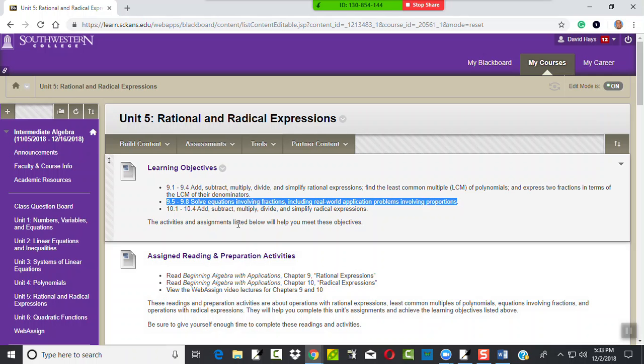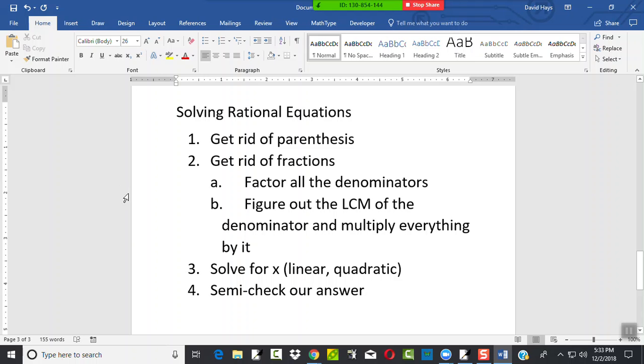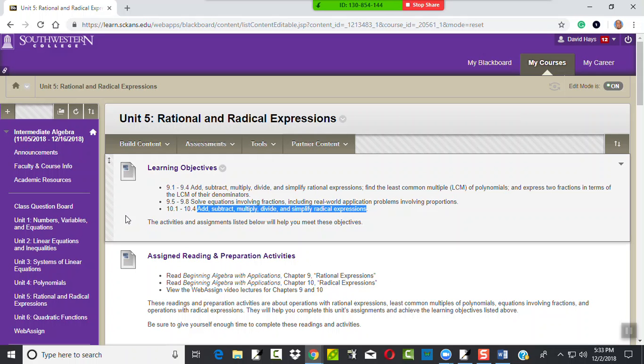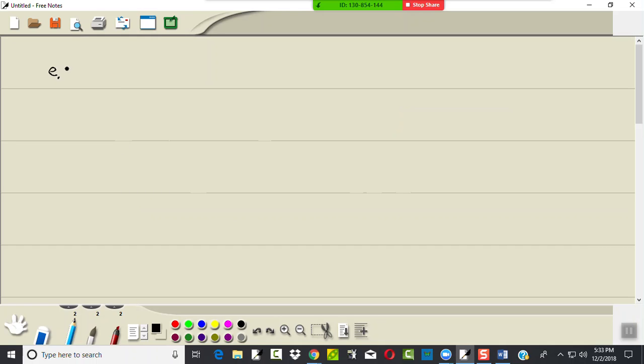Okay, let's see. Now we're getting to radical expressions. First off, let's talk a little bit about simplifying. If I got this symbol right here, this is a square root.